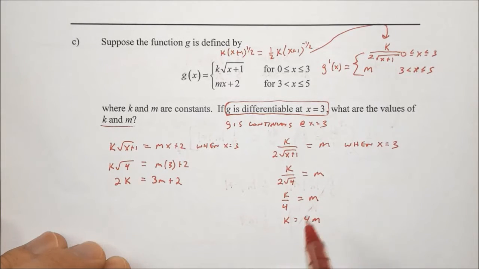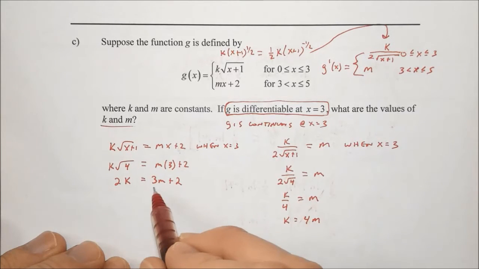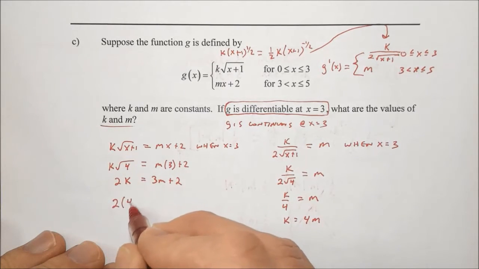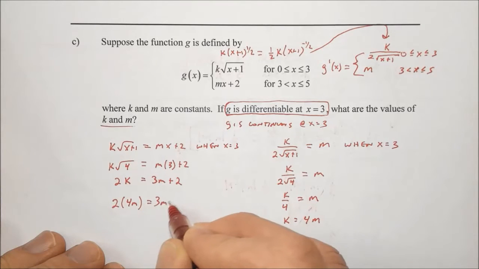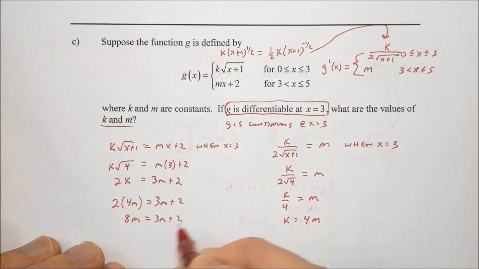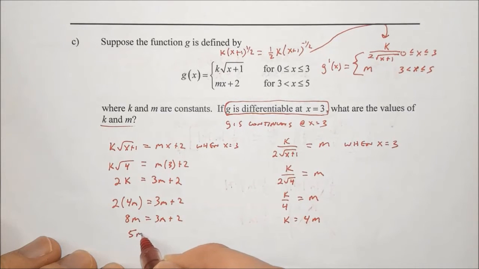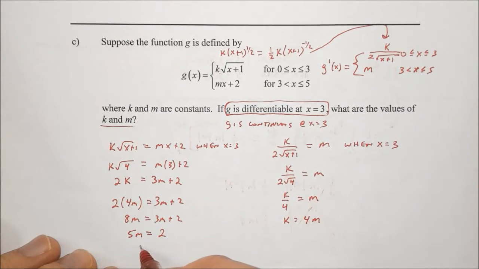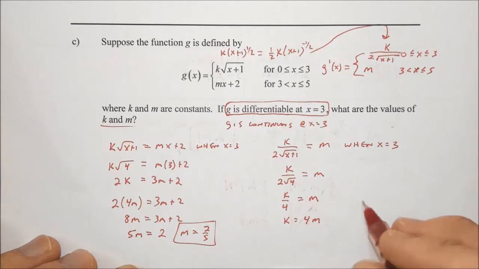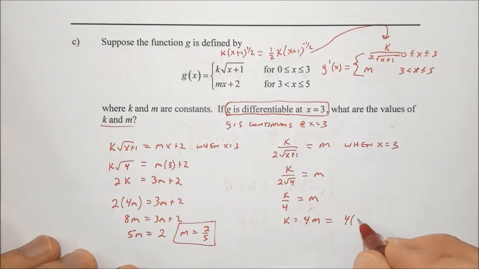Now I've got a system of equations. k is 4m, and 2k is 3m plus 2. So let's do some substitution. I'm going to replace k with 4m. So I have twice 4m is equal to 3m plus 2. So 8m equals 3m plus 2. Subtract 3m from both sides. 5m is equal to 2. And so m is equal to 2/5. k is 4 times m. So k is 4 times 2/5, or 8/5.